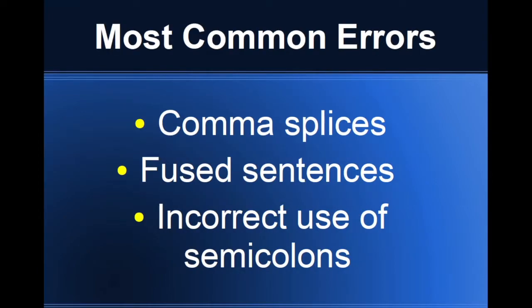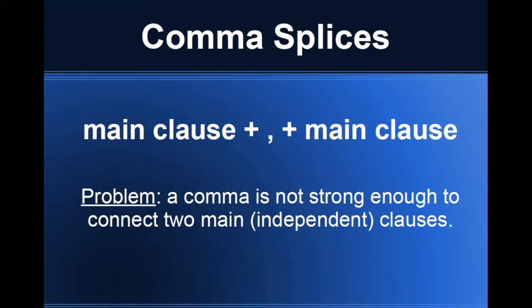Okay, so we've got three kinds of very common errors here: the comma splice, fused sentences, and incorrect use of semicolons. So let's deal with comma splices first, because they're the ones which I see the most often. A comma splice is when you have two or more main clauses in a sentence separated only by a comma. And the problem is that the comma is not strong enough to just separate two main clauses.